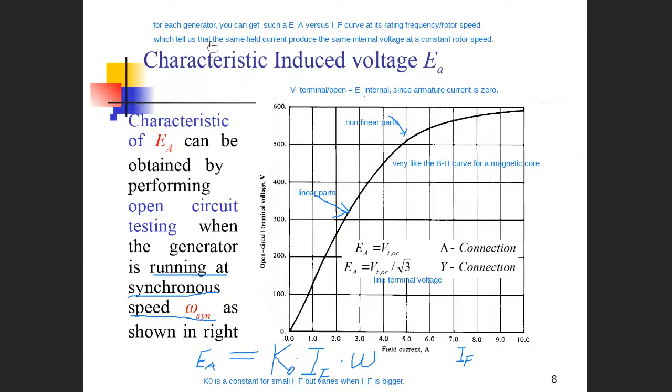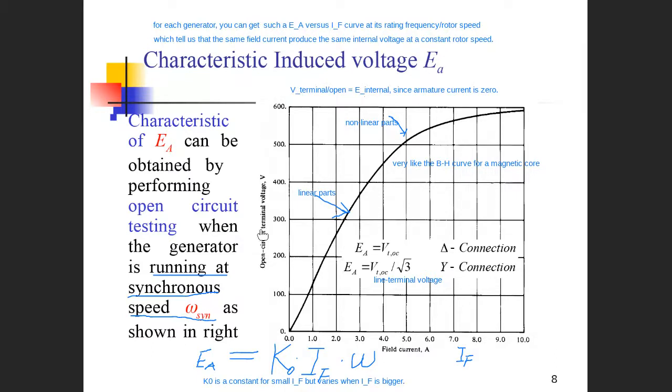Okay, right? In other words, if the internal generated voltage stays unchanged, that means the field current stays unchanged, except if you have changed the rotation speed omega. That's the meaning of it. Because this wording sometimes will appear in exercises, examinations or assignments.